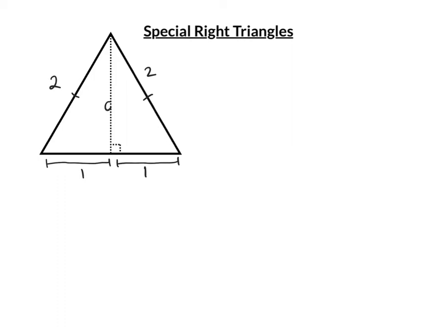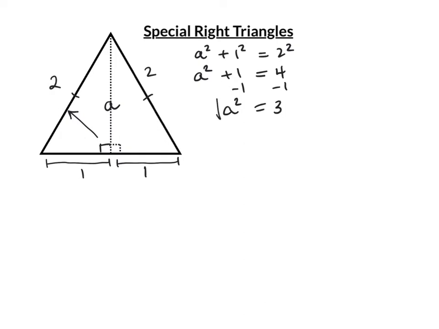Let's call this A, and we can use the Pythagorean Theorem to find it. We know that A squared plus B squared equals C squared, where C is the hypotenuse. A squared plus 1 squared equals 2 squared. That's A squared plus 1 equals 4. Subtract 1 from each side, and A squared will equal 3. Square root both sides, and A is the square root of 3.